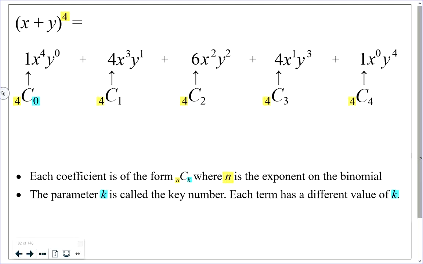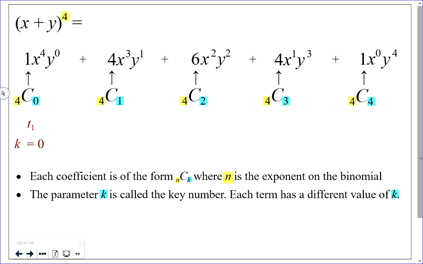What is k? K in the first term is 0. The second term has a value of k of 1, 2, 3, 4. What we notice is this. The first term has a k value of 0. This is crucial. The k value will always be 1 less than whichever term you're interested in.